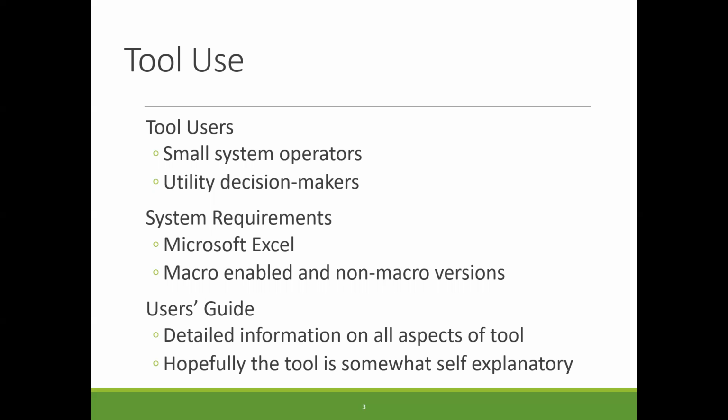The SCAP tool is designed for small systems operators and utility decision makers. It is Microsoft Excel based, and depending on your level of familiarity and comfort with technology or Excel, there are either macro-enabled and non-macro versions. We like to say internally that the program's so easy that even a caveman can use it. Some of you may remember the old Geico commercial where the caveman was in the ads, and we think this tool is something that even the caveman could do.